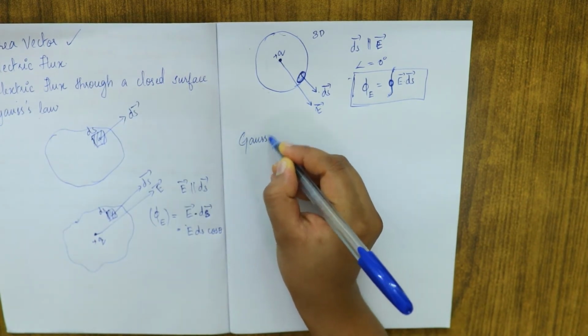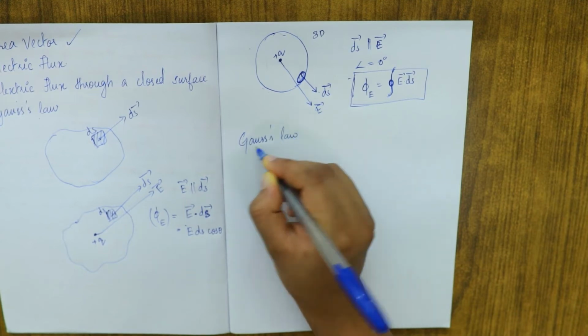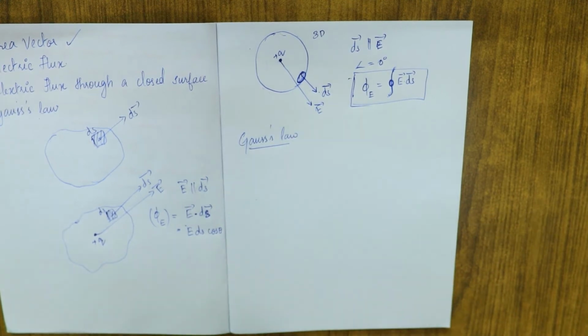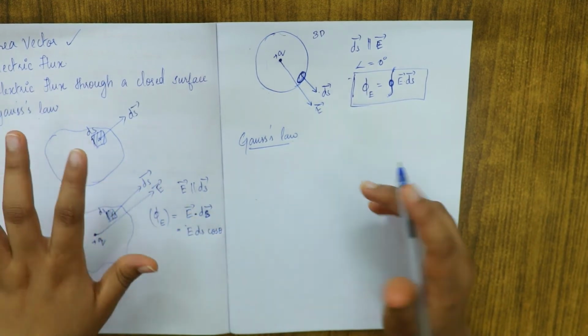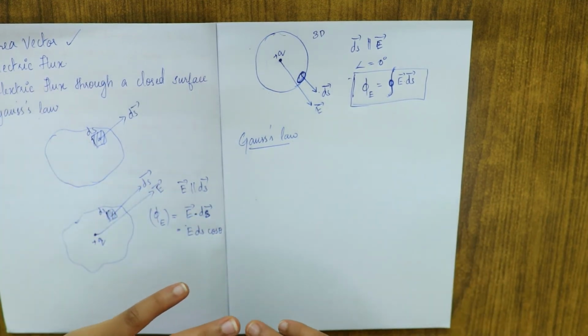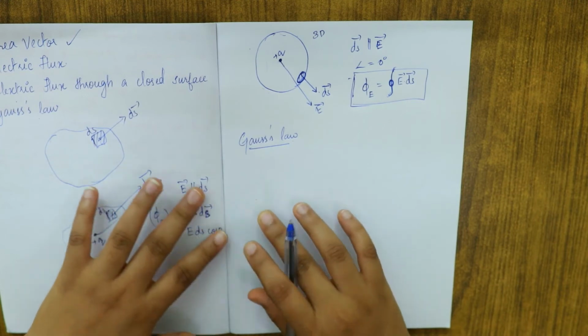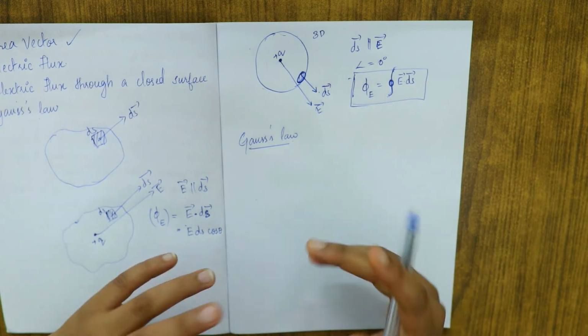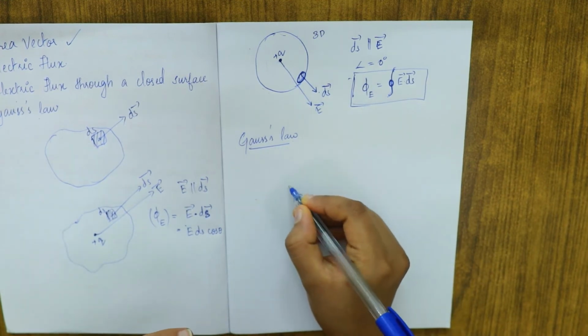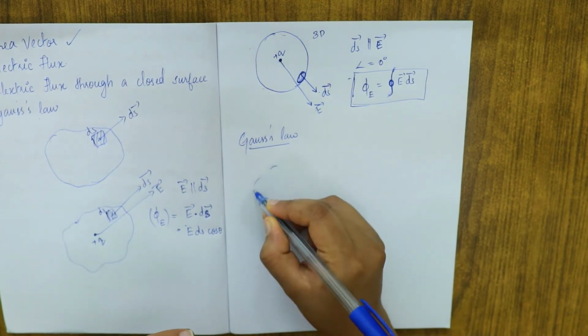Gauss's law. What does Gauss's law state? Gauss's law states that the total flux passing through a charge, the total flux that is happening inside a closed figure. Let's consider the same figure, a sphere.